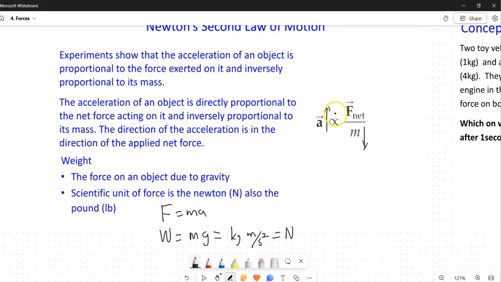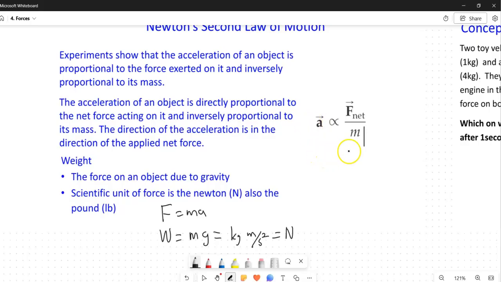So basically, if you push somebody with a force of 100 newtons and they have a low mass, they will have a higher acceleration. However, if you push somebody who has a heavy mass with the same force, they will have a lower acceleration.